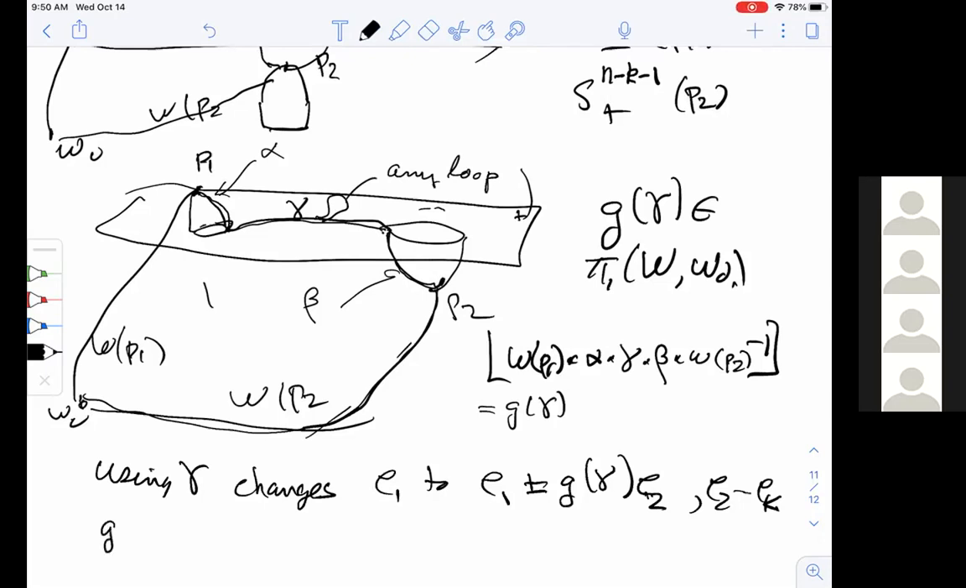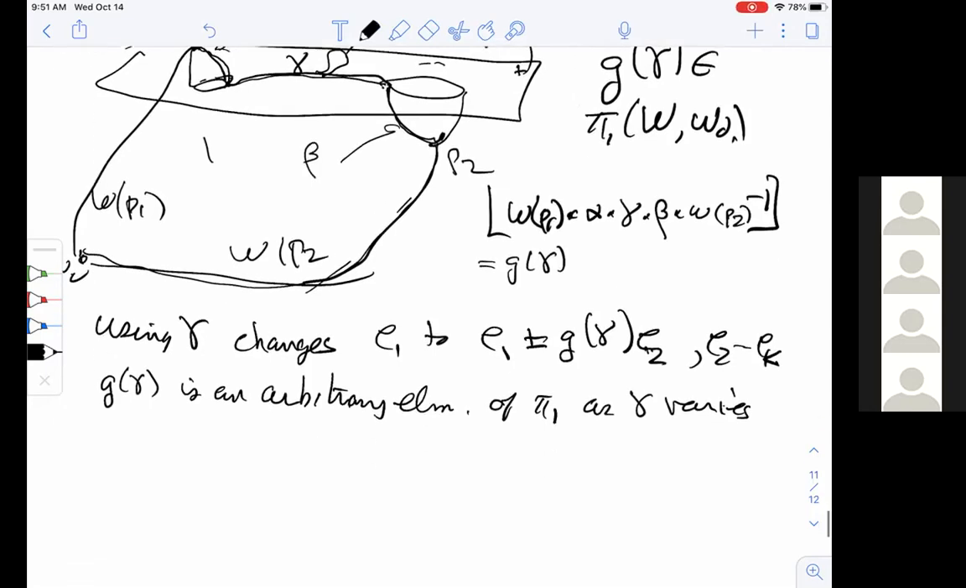So as gamma varies, G of gamma is an arbitrary element of pi1 as gamma varies. If you choose different homotopy classes of gamma, you'll get arbitrary group elements here. So I can change E1 to E1 plus or minus G E2 for any G in pi1.